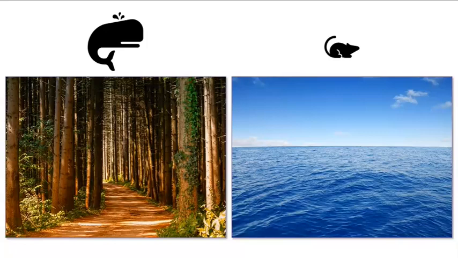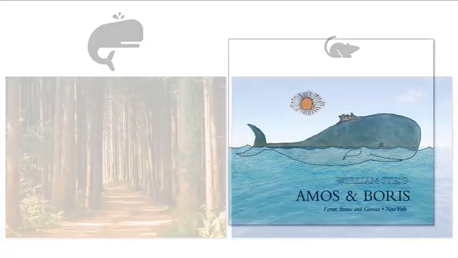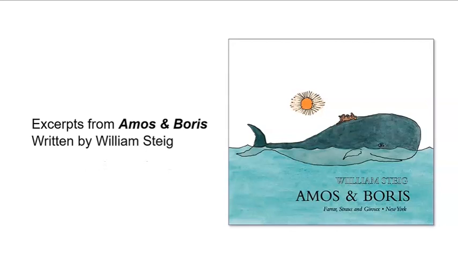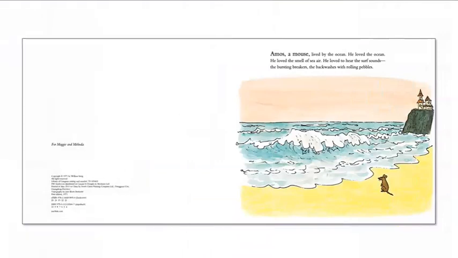You know, this question reminds me of a book. This book. It's called Amos and Boris, and it is written by William Steig. Look closely at the cover of the book. Do you see a mouse riding on the back of a whale? This book is a work of fiction, but some parts of the story are realistic. Let's read some excerpts from Amos and Boris together.